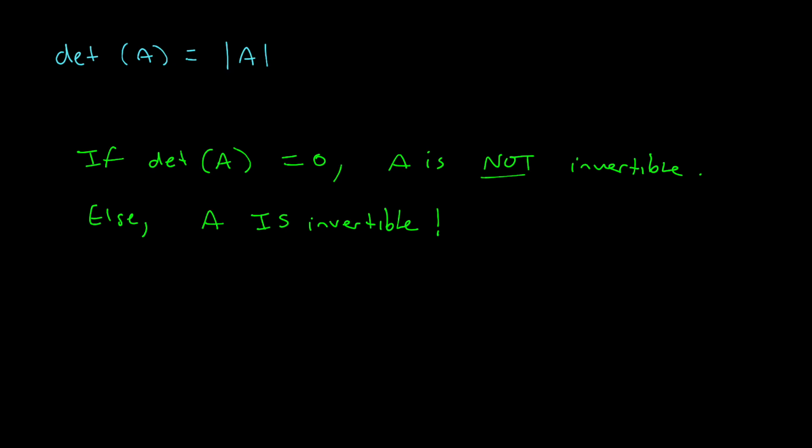Another way we can write the determinant of A is A with two solid vertical bars around it. It looks similar to an absolute value sign. An important thing to know about determinants is that they can be used to test whether A is invertible or not. If the determinant of a matrix is 0, then that matrix is definitely not invertible. Else, we can be sure that it is invertible.